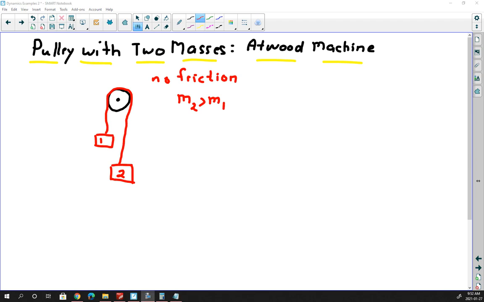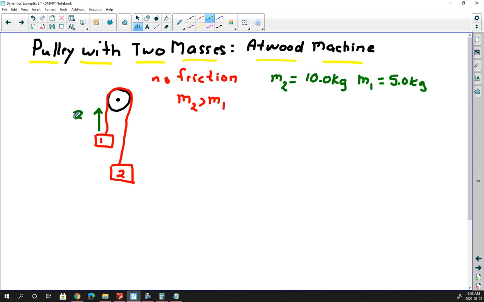Now I've put in a video link to actually see a real Atwood machine work, so you can see a video. I think it's from MIT, pretty good school down in the States. And just to be even more specific, let's say the mass of the second object is 10 kilograms. Mass of the first object is 5 kilograms.